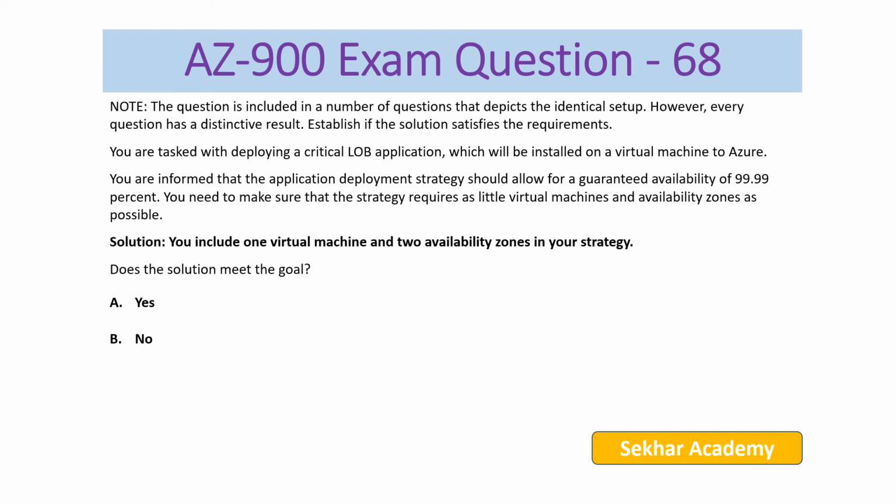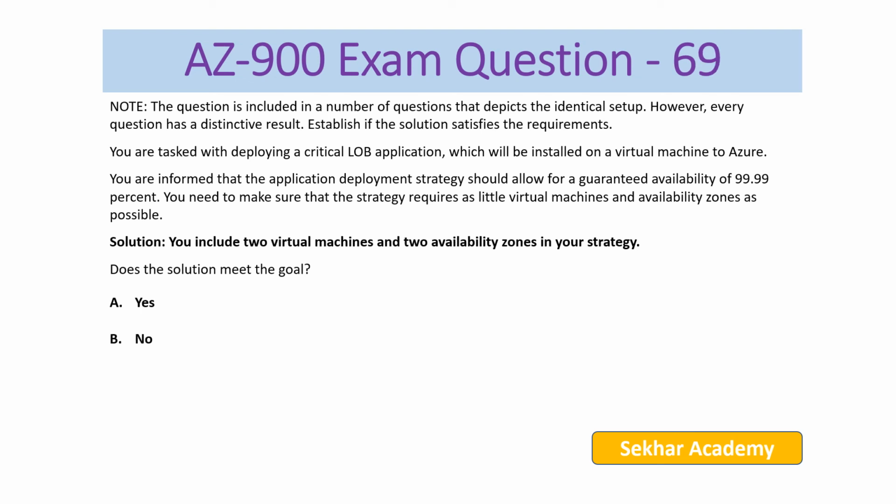AZ-900 exam question number 68. The question is same. A solution is here. You include one virtual machine and two availability zones in your strategy. Does the solution meet the goal? Again, the right answer is B, no. So again, one virtual machine and two availability zones does not give you the guaranteed availability of 99.99%, right? So the right answer is B, no.